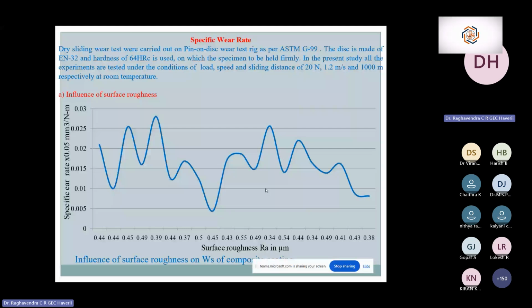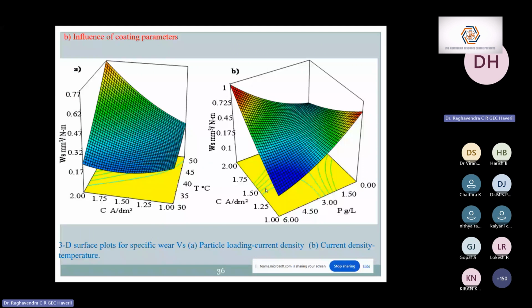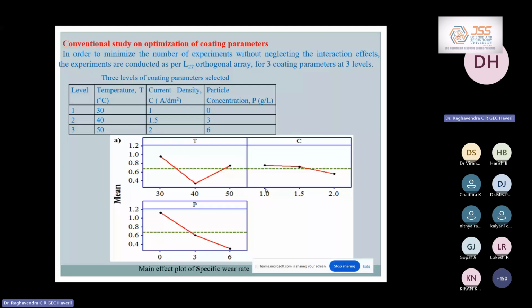So in order to increase the life of these surfaces, we always go for a coating. As per the ASTM G99 standard, we prepare a pin, coat it, and subject it to the pin-on-disc test rig, where the counter material is EN32 hardened steel with 64 HRC. In this graph, we checked the surface roughness against the specific wear rate. The influence of coating parameters on the wear rate has also been calculated, and the conventional steady optimization has also been carried out.